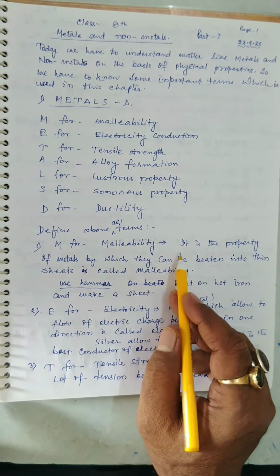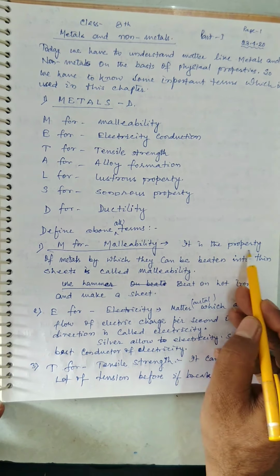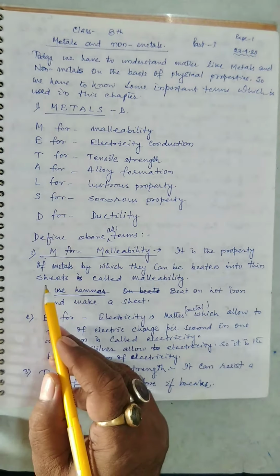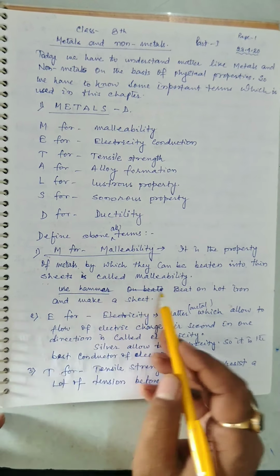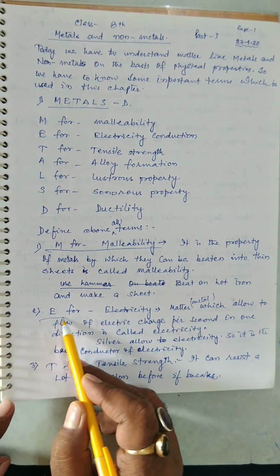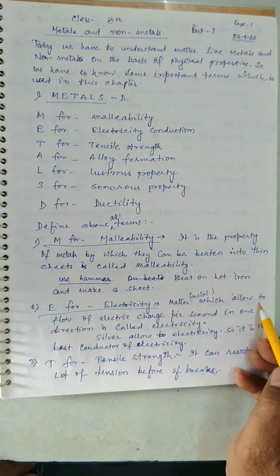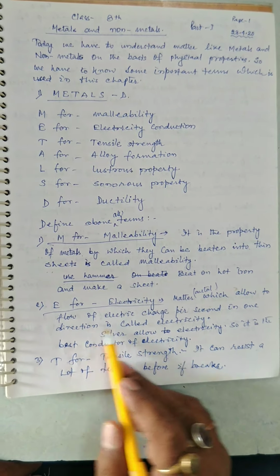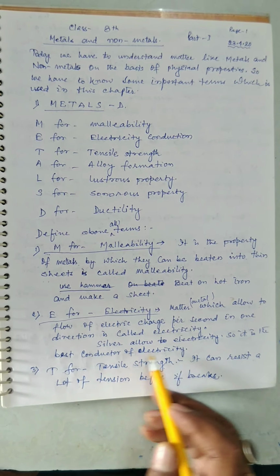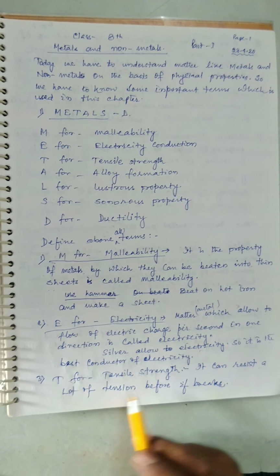M for malleability. It is the property of metals by which they can be beaten into sheets. E for electricity. Metals which allow the flow of electric charge per second in one direction are called conductors of electricity. Silver allows electricity, so silver is the best conductor of electricity.